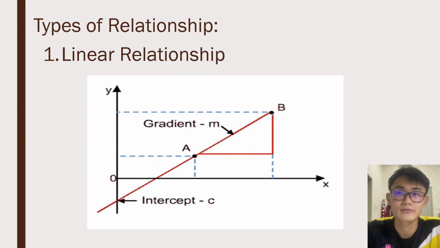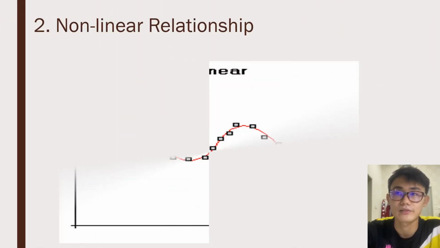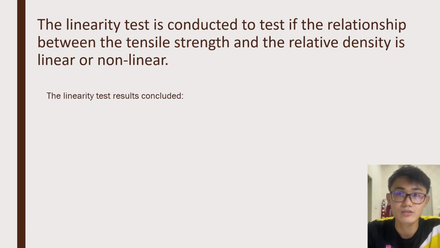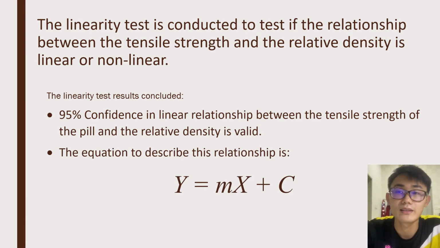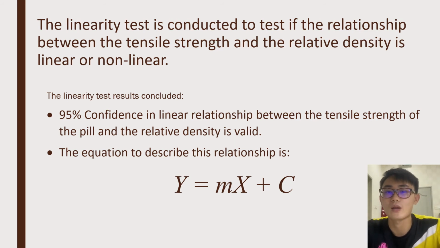There are two types: one is linear relationship and one is non-linear relationship. Then the linearity test is conducted to test if the relationship between the tensile strength and the relative density is linear or non-linear. The linearity test result concludes with 95% confidence that a linear relationship between the tensile strength of the PU and the relative density is valid. The equation used to describe this relationship is y equals mx plus c.